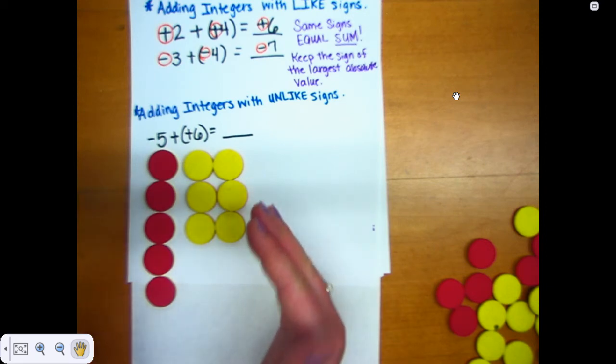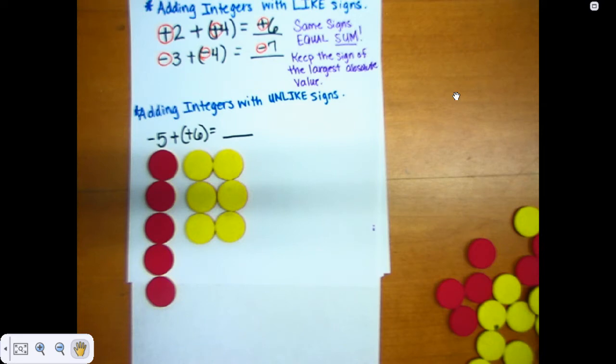What's the second thing I check? Are my colors the same? No, they're not. So I have to do something special here. What do I need to do? Haley? You make the 0 pairs with the numbers that you have on. Thank you. She said make 0 pairs with the numbers we have on here.